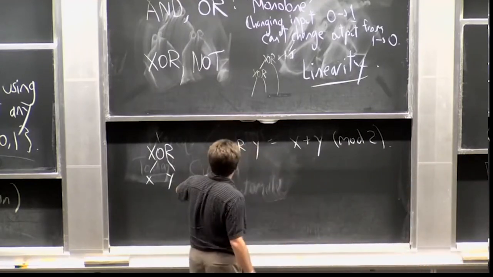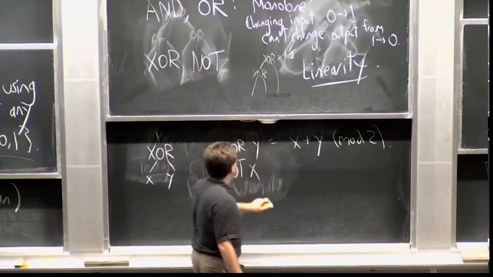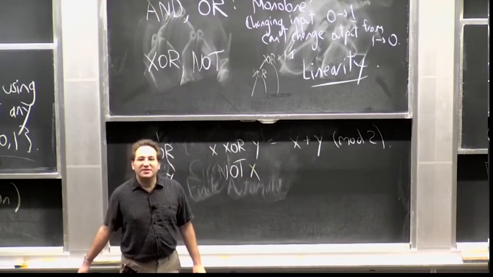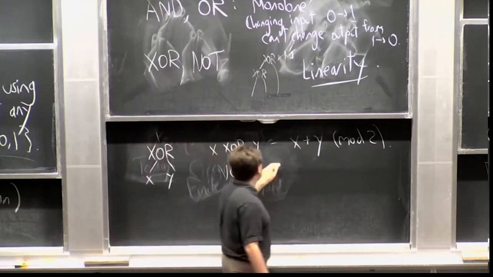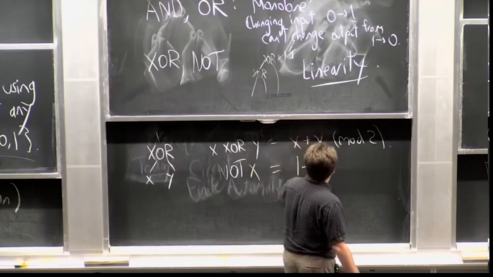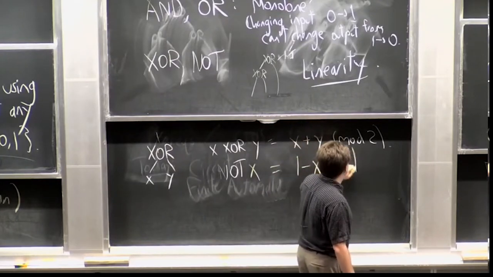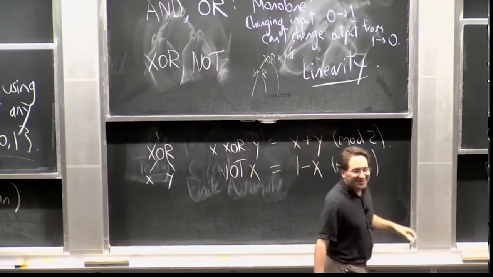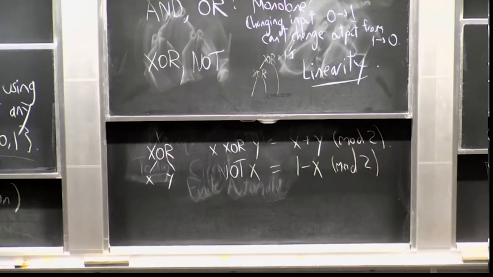If I interpret NOT as an arithmetic operation, what's NOT? Anyone? 1 minus X, right? 1 minus X mod 2. In fact, it's also 1 plus X mod 2. If you're mod 2, plus and minus are the same thing.